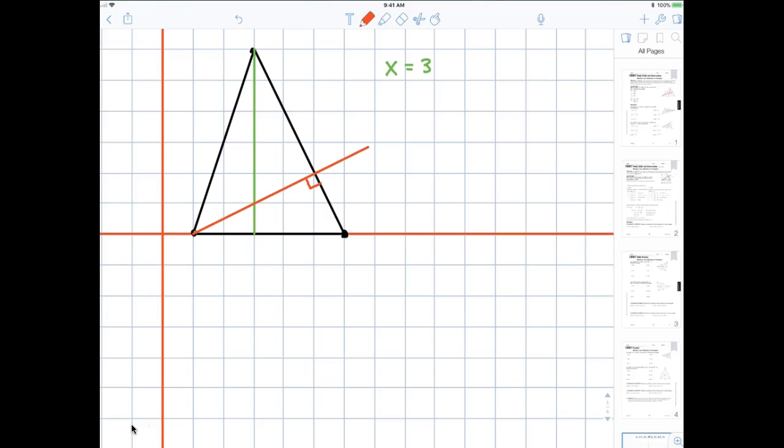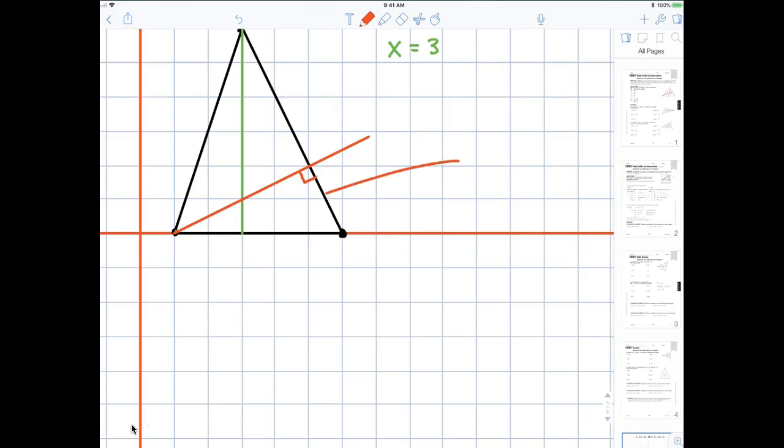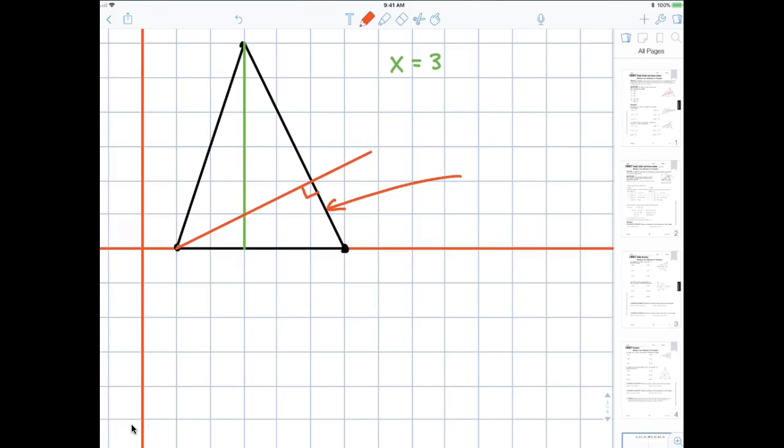So let's figure out the slope of this. So the slope of that, I went down 2 and over 1, right? So the slope is -2. Do you agree with that, guys? The slope is -2.